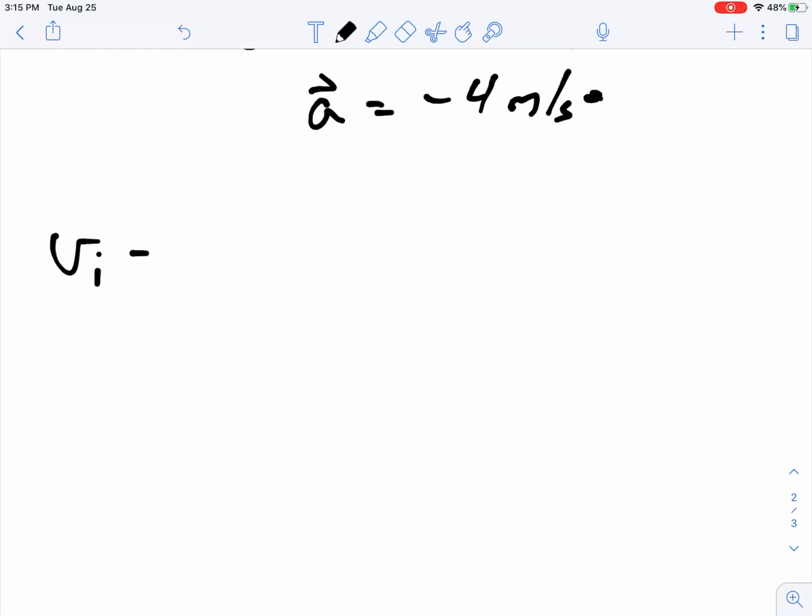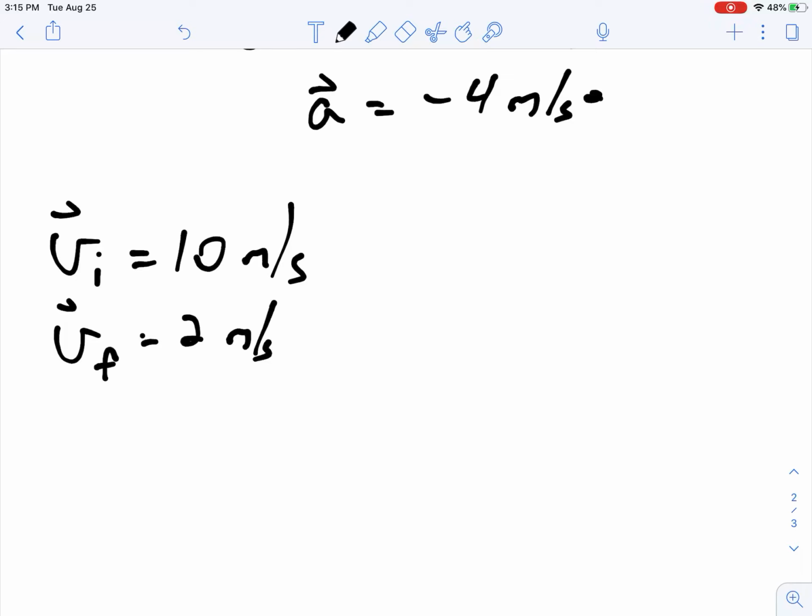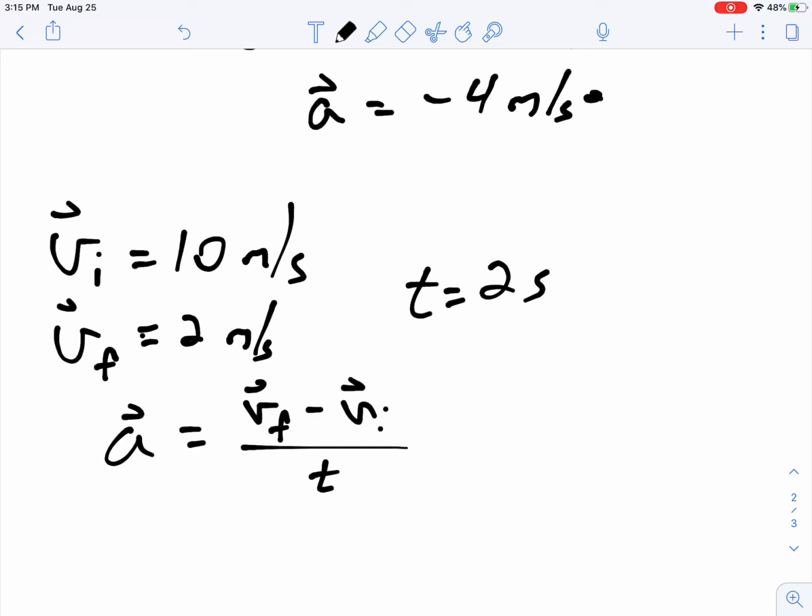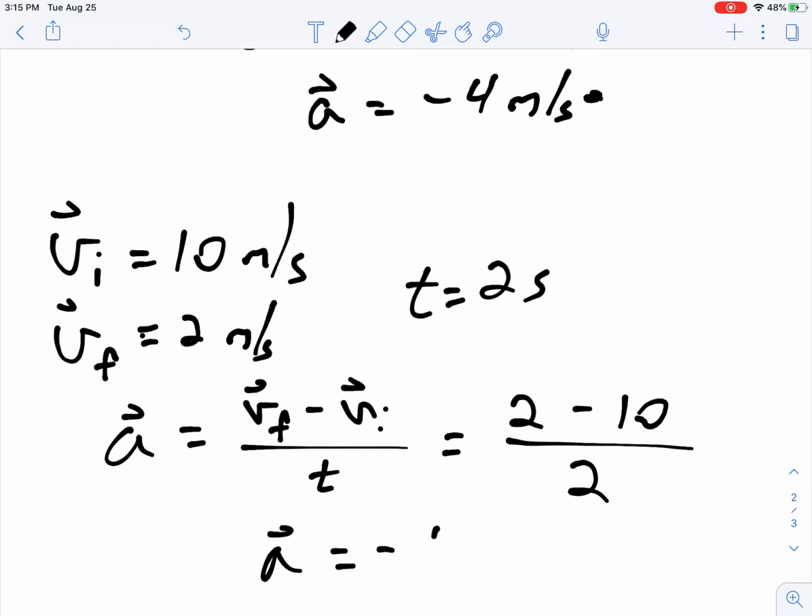Let's now say that my initial velocity is 10 meters per second and my final velocity is 2 meters per second, okay? So let's find our acceleration. Again, we're just going to use 2 seconds for our time. So the acceleration is going to be final velocity minus initial velocity over time. So that's going to be my final velocity, which is 2, minus my initial velocity, 10, over time. That gives me an acceleration of negative 4 meters per second squared. Well, there's a negative acceleration, and this time I'm slowing down.